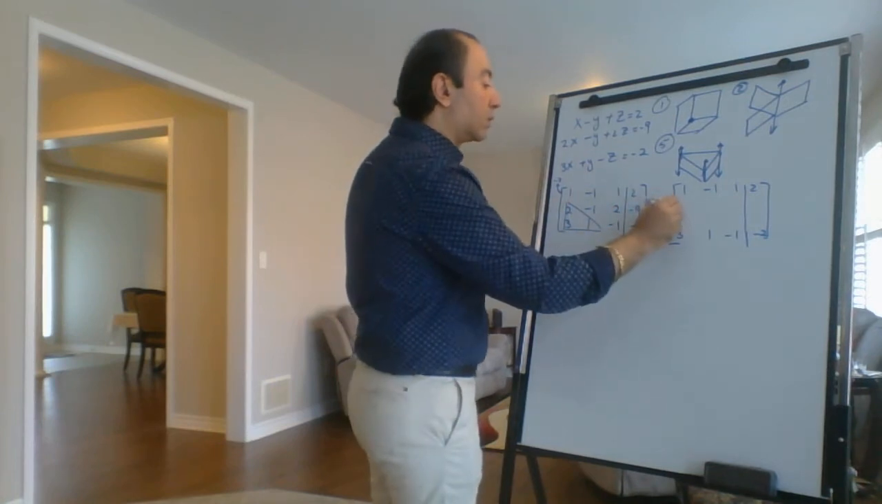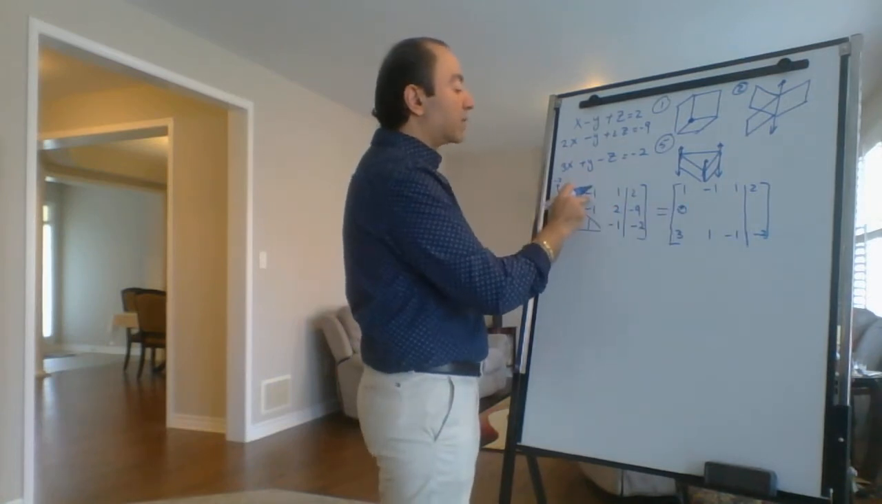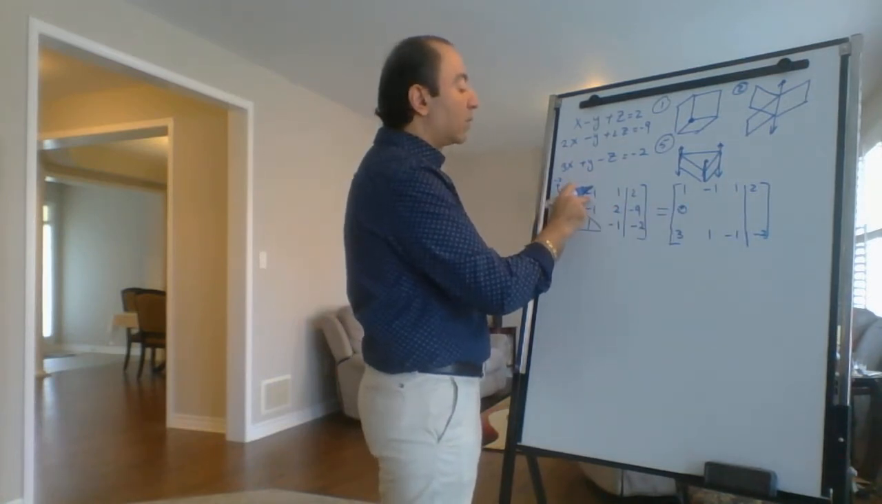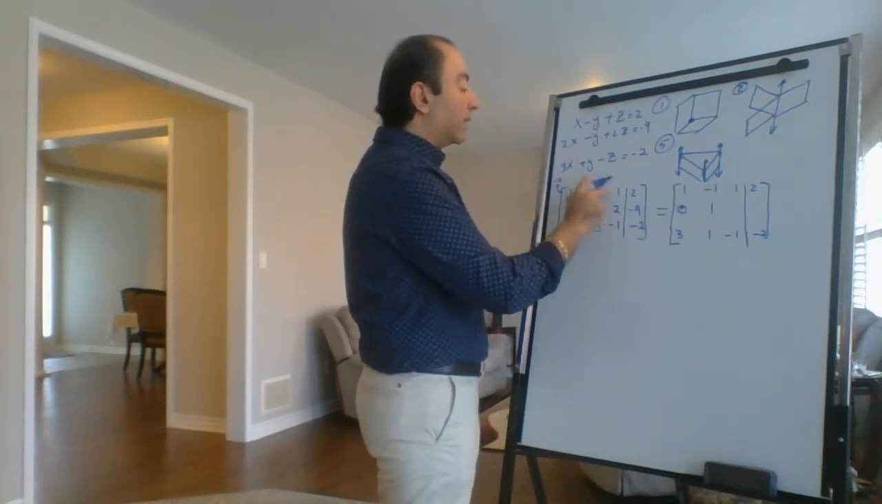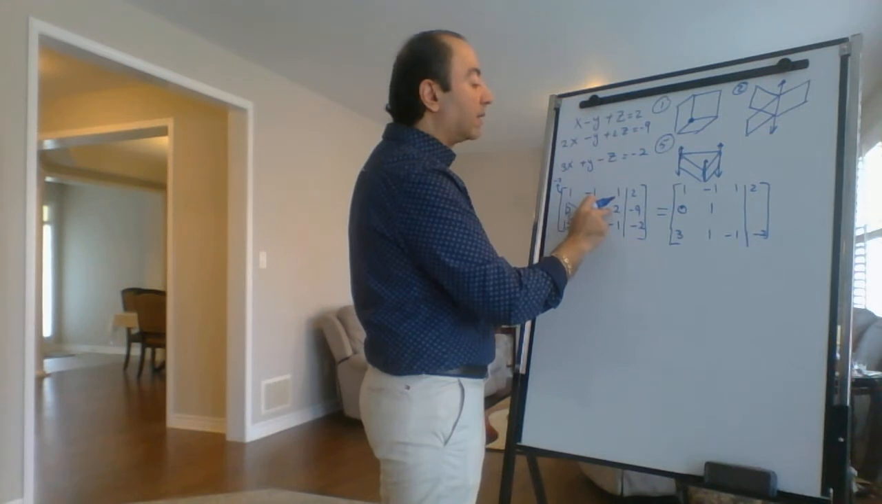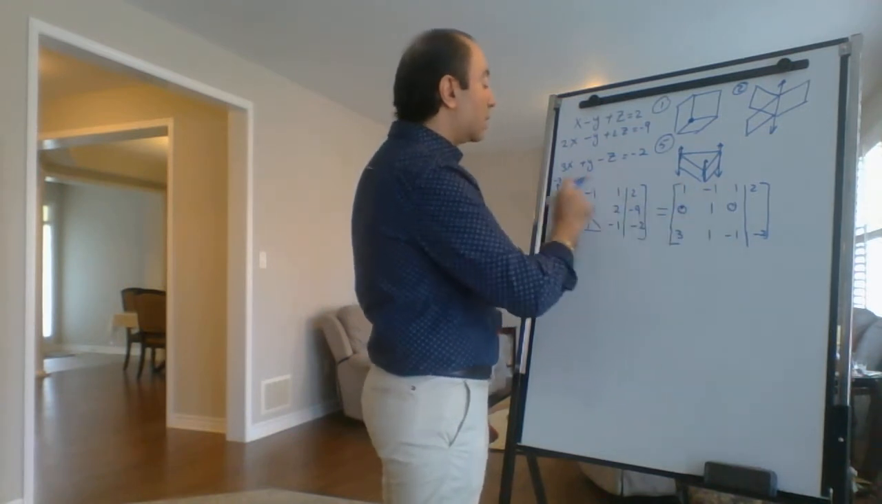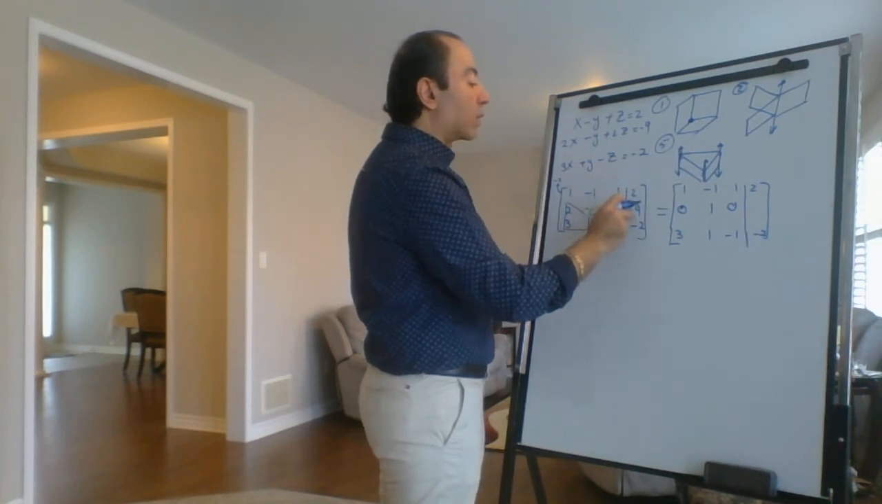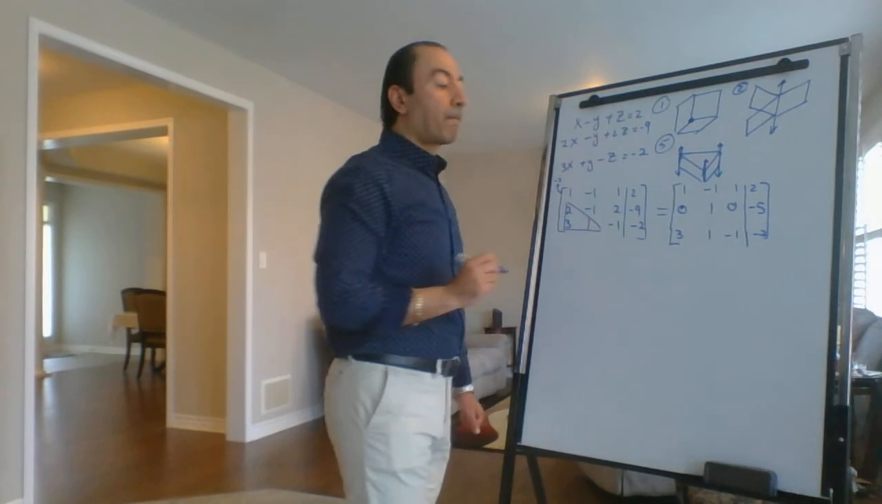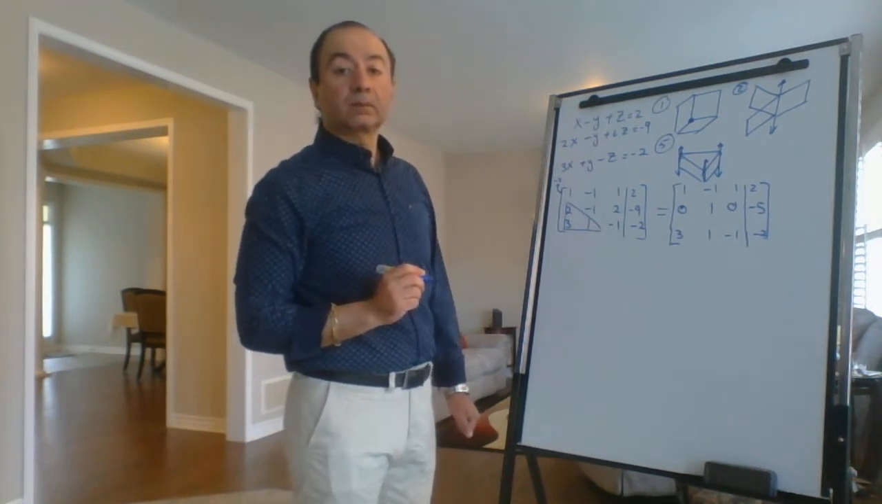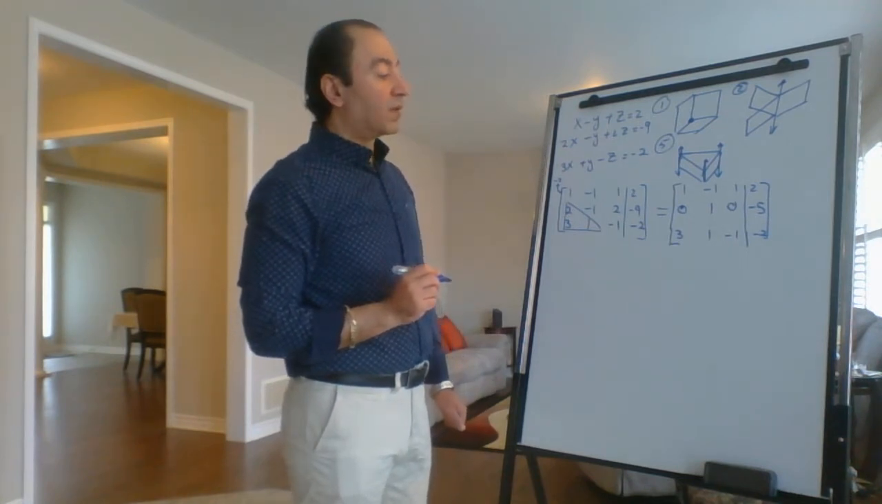plus 2 is 0. Negative 2 times negative 1 is positive 2, minus 1 is 1. Now negative 2 plus 2 is 0. Negative 2 times 2 is 4, plus negative 9 is negative 5. Okay? This is the first thing.